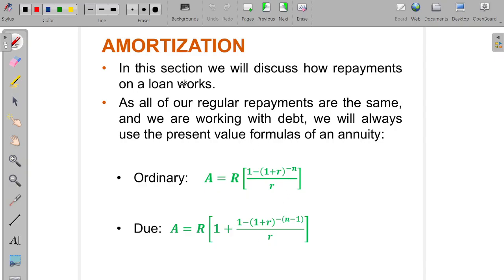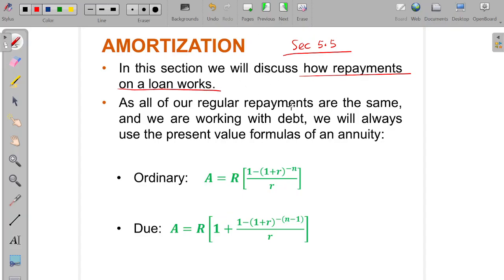Okay, welcome back. Now we come to section 5.5, which is amortization. In this section we are going to discuss how repayment on a loan works.